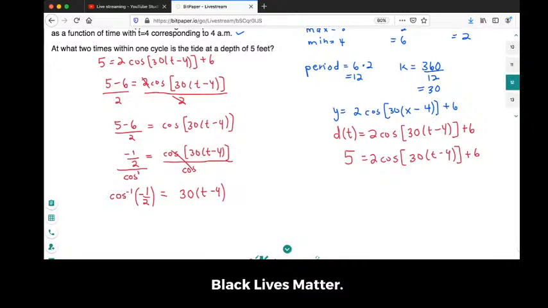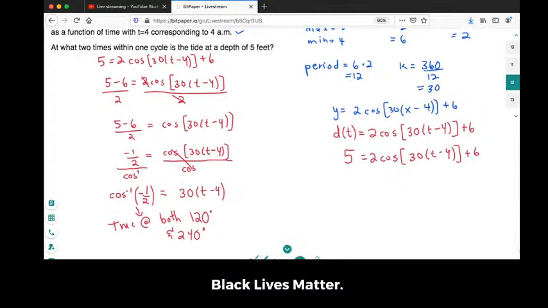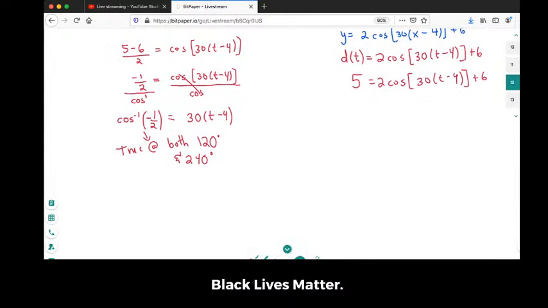So this is true at both 120 degrees and 240 degrees. So now I need to split these up and solve them separately. That's the whole situation. Okay, guys? So let's go ahead and do that.